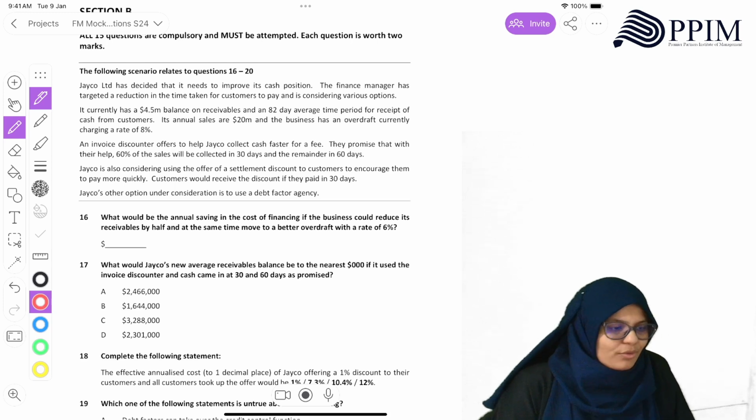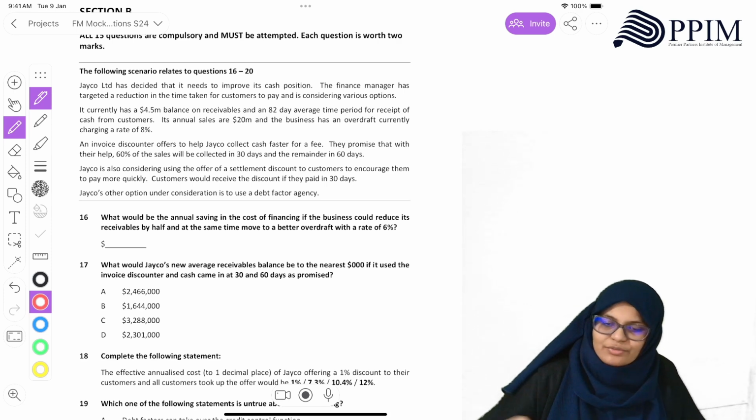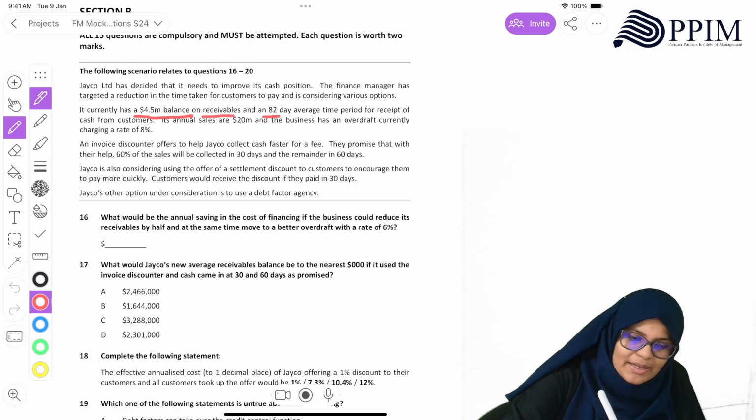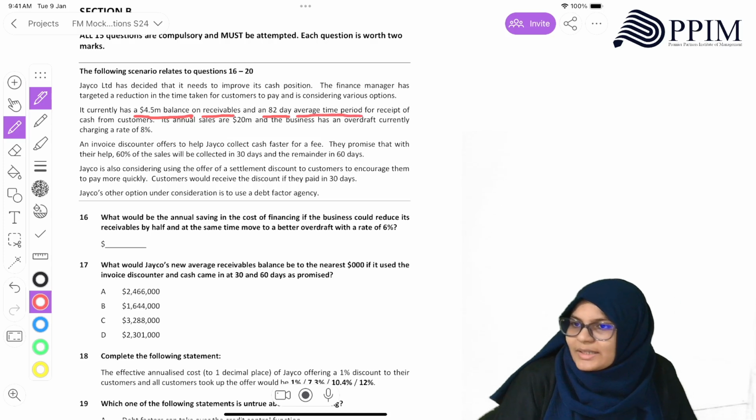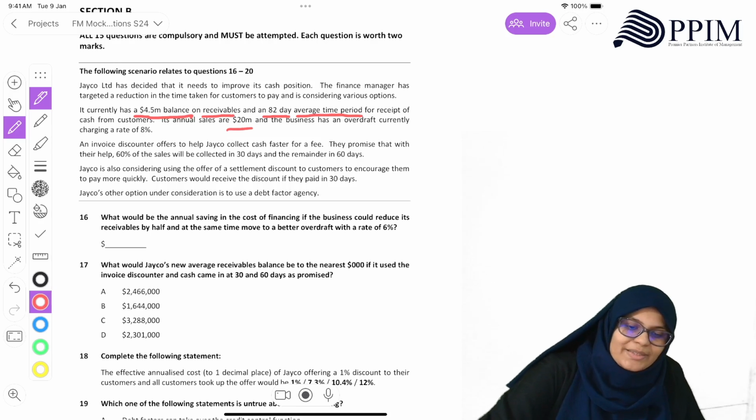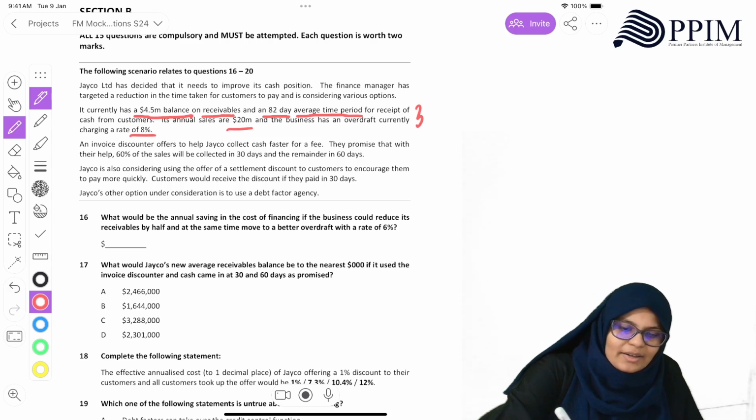It currently has a 4.5 million balance on receivables and an 82-day average time period for receipt of cash from customers. So currently what is my receivables balance? 4.5 million, and the receivable days is 82 days. That is the average time period. Its annual sales is 20 million. Obviously I will need that figure. And the business has an overdraft currently charging a rate of 8%. That means the current interest that you are paying is 8%. So this is the current situation.